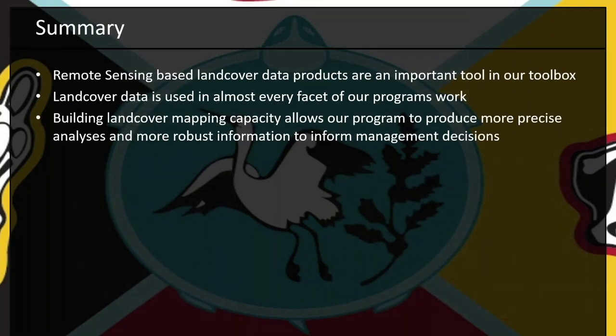So to summarize, I would just like to say that remote sensing-based land cover data products are an extremely important tool in our toolbox here at the Sioux Tribe Wildlife Program. Land cover data is used in almost every facet of our program's work, from developing project concepts to writing grant applications to doing sample design and site selection, as well as data analysis. I think the one important thing to think about is that building this land cover mapping capacity allows our program to produce more precise analyses and more robust information to inform our management decisions.